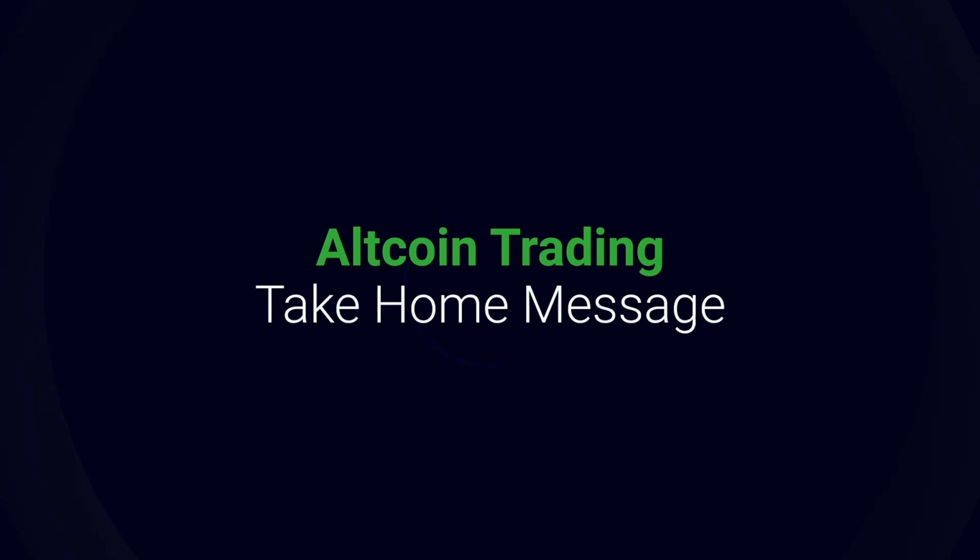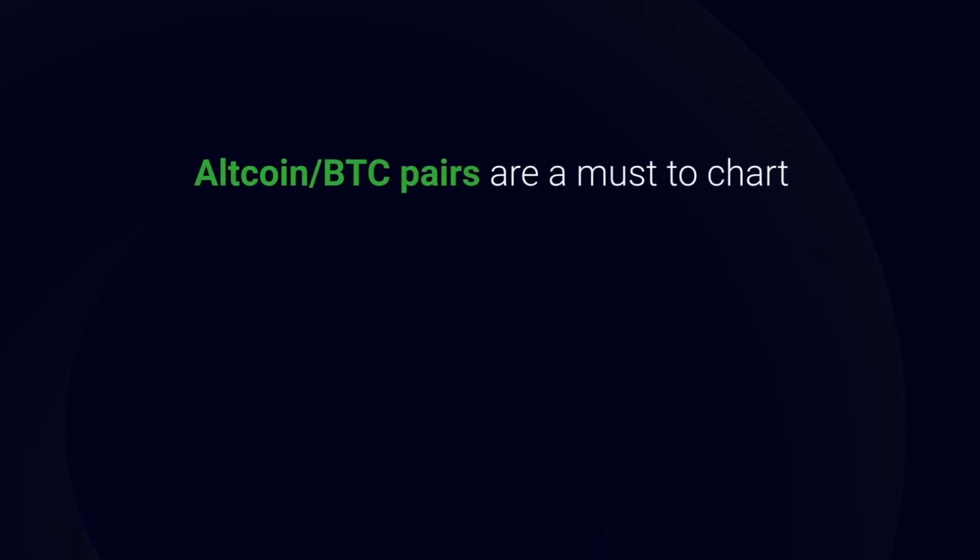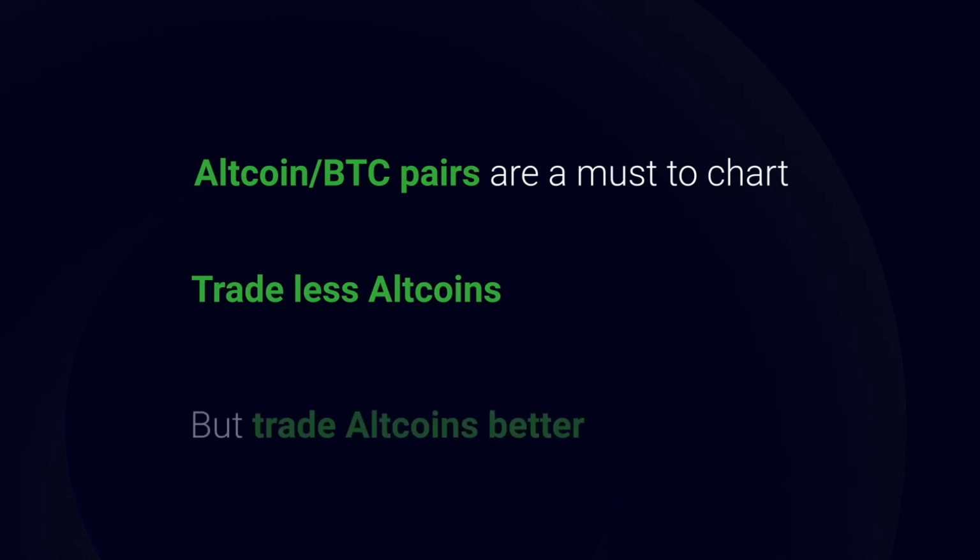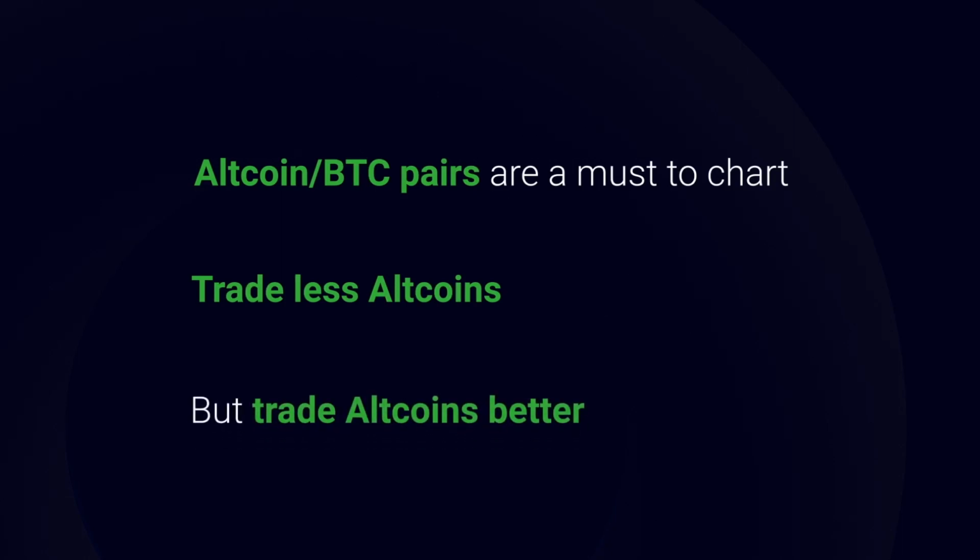Here is the take-home message for this module. The altcoin BTC pair is a must to chart when trading altcoins, as it will allow you to determine whether the altcoin can outperform Bitcoin and produce higher USD returns. We recommend that you trade less altcoins, a maximum of 5, but that you trade altcoins better.